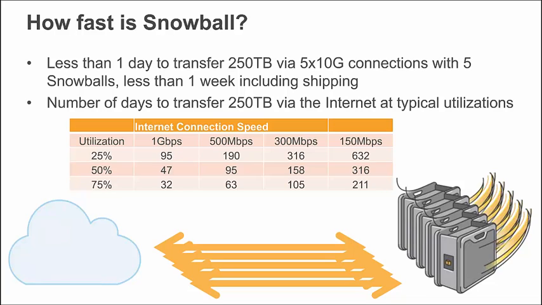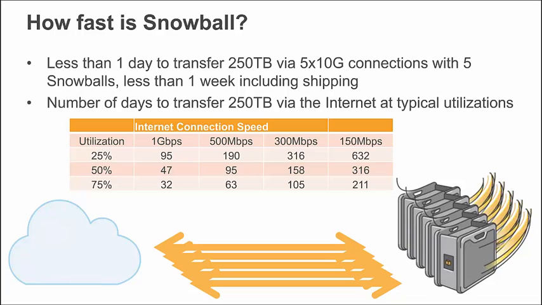So that probably brings the question of how fast can I transfer data with the Snowball? So let's compare using the internet to 5 Snowball units being used in parallel. With 5 of these, you can transfer 250 terabytes, a pretty respectable amount of data, in less than a week. In comparison, if you use a full GigE link at 50% capacity, because we still want to use it for our day-to-day operations, we're talking 47 days.